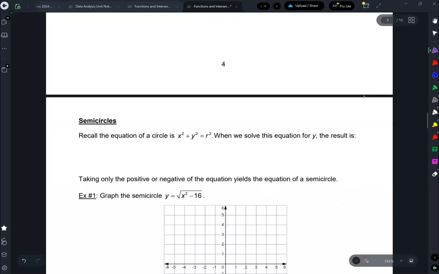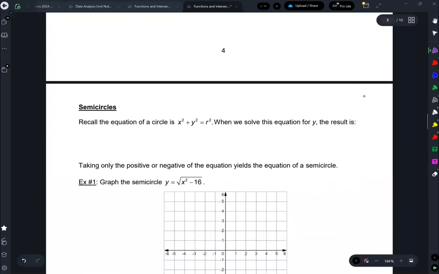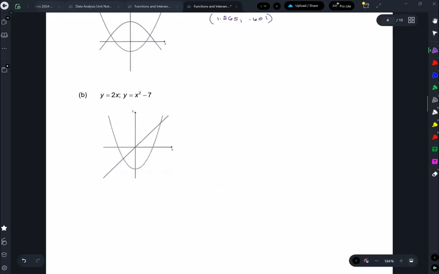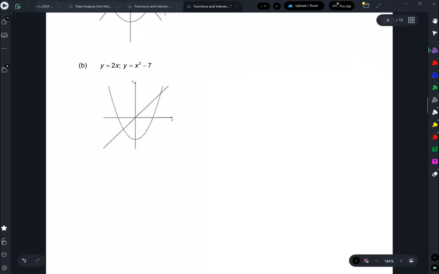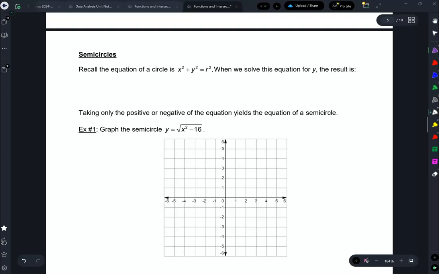Wait, how do you know that a cosine's always going to be even? We did that in one of our tests. We proved that it was even. You have to find f of negative x. If that is the same as f of x, then it's even. If f of negative x is negative f of x, it's odd. Otherwise, it's neither. There you go.